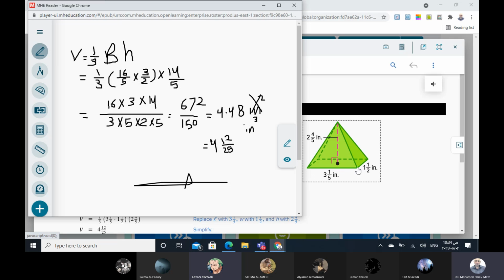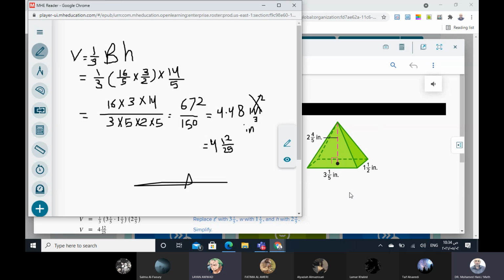Here we have the base. What's the meaning of the B? It means the area of the base. How to find the area of the base? Length times width. Then we have what? The height of the prism. This is the height of the prism. This is the third dimension. So 1, 2, 3.